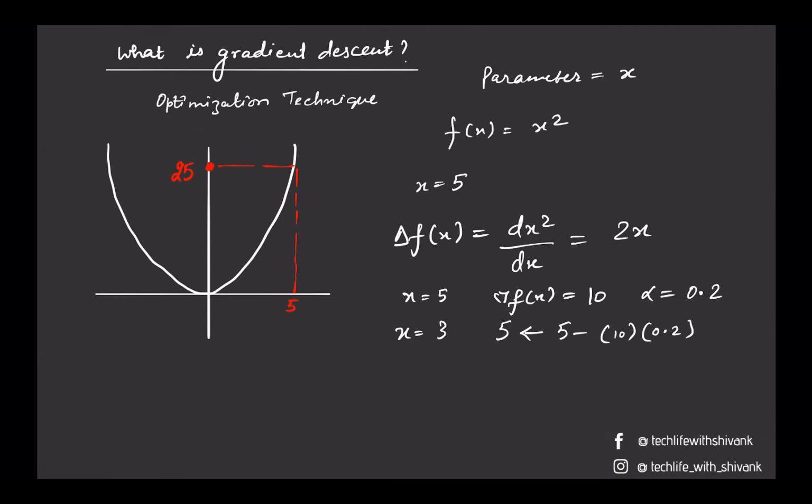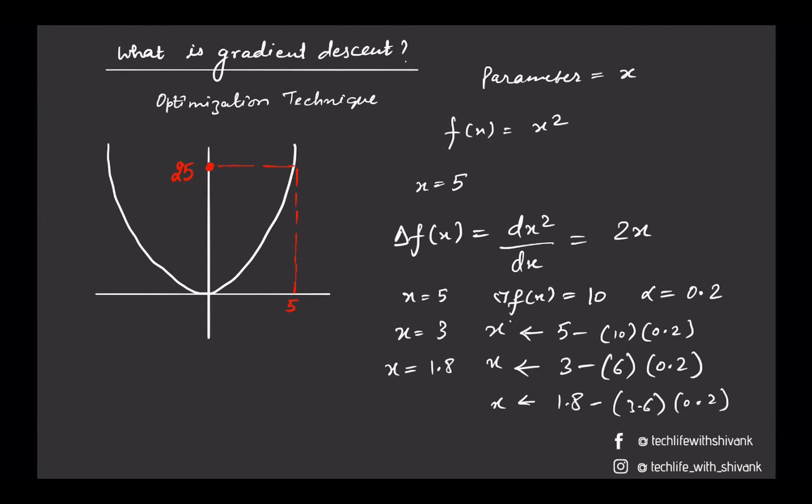We follow the same step. When x = 3, the gradient of f(x) would be 3 times 2, which is 6, and alpha is 0.2. So now x becomes 3 minus 1.2, which is 1.8. Again, we update x to be the current x minus the gradient, which is 3.6, times alpha, which is 0.2. So 1.8 minus 0.72, so the new x would be 1.08, and we continue this way.